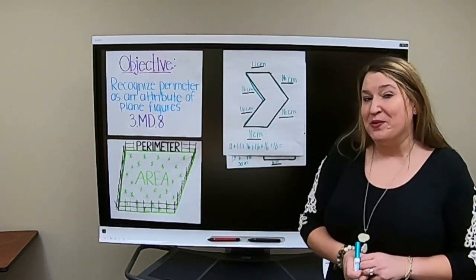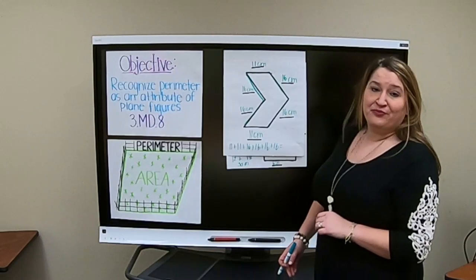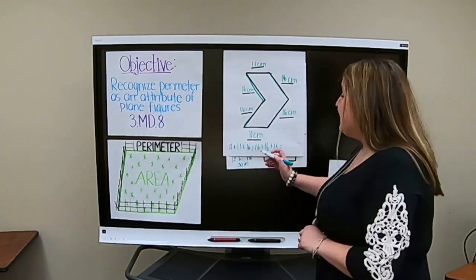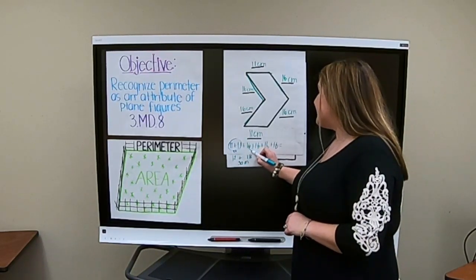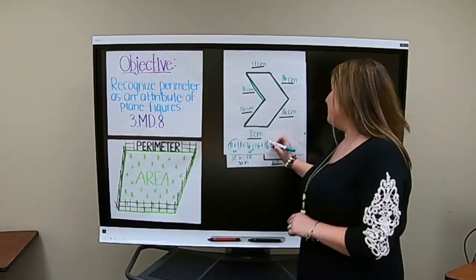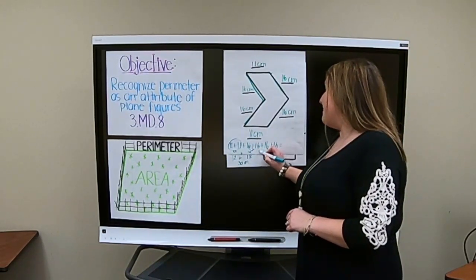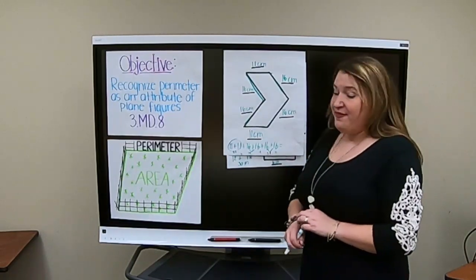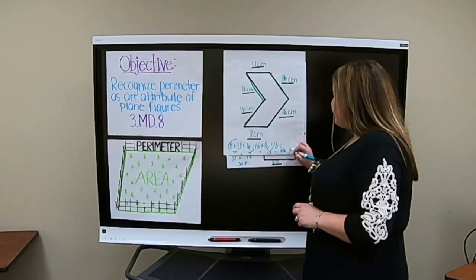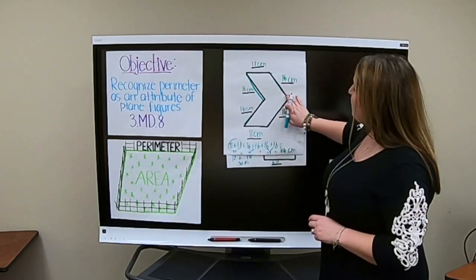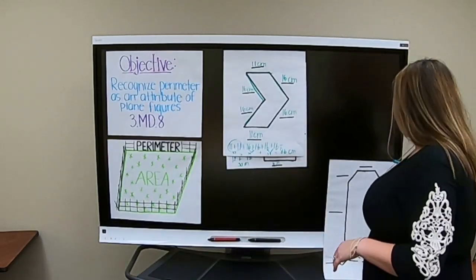I'm going to give you just a moment to add those together. Now, 11 and 11 is 22. 16 and 16 is 32. And 16 and 16 is 32. Then we can add these numbers together. And the correct answer is 86 centimeters. So all the way around our object is 86 centimeters. Let's try another one.